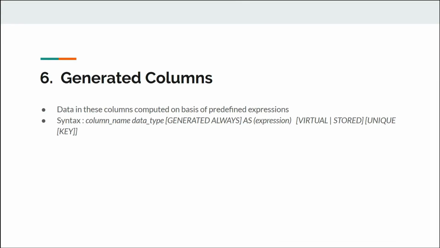Now we have moved on to generated columns. As you can see, data in these columns are computed on the basis of a predefined expression. So what we have done till now is we have created a column and then we have inserted data. Now in generated columns, as the name suggests, the data is automatically generated. So what I mean by that is the data in a generated column is not inserted, but it is generated from the predefined expression that we define while creating the table.